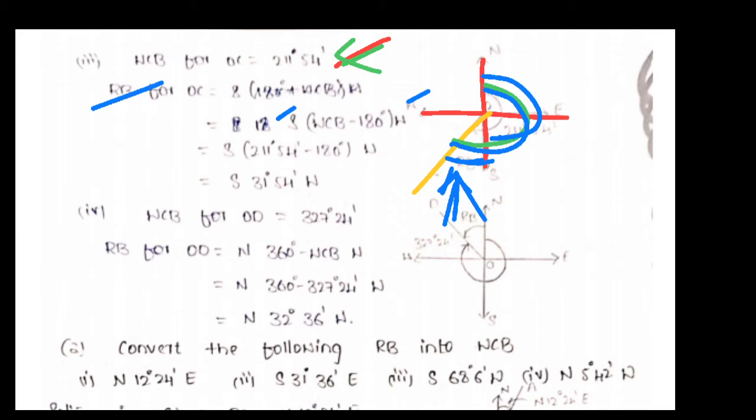Southwest. Therefore the highest angle is WCB. Therefore WCB minus 180 degrees is equal to 211 degrees 54 minutes minus 180 degrees, which gives RB of OC, south 31 degrees 54 minutes west. This was the third one, WCB value.